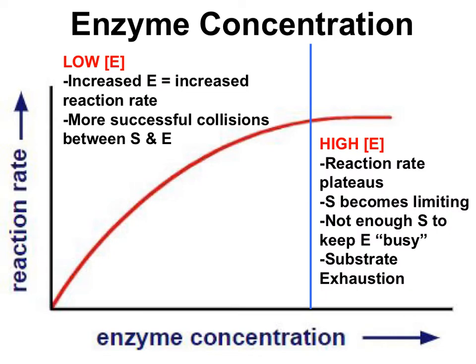But at some point, when you describe what happens with high enzyme concentration, the reaction rate plateaus or levels off. And that's just because the substrate becomes limiting. There's not enough substrate to keep the enzymes, I put in quotes, busy. In other words, when the enzymes are done doing their job, the enzymes have to spend a little bit of time looking for a new substrate to catalyze the next reaction. In scientific terms, when there's not enough substrate to keep the enzymes busy, this is called substrate exhaustion.